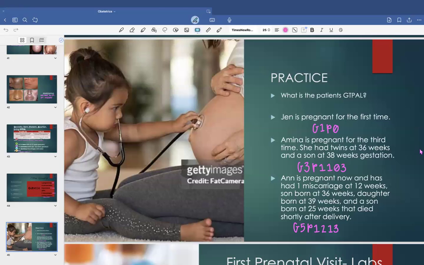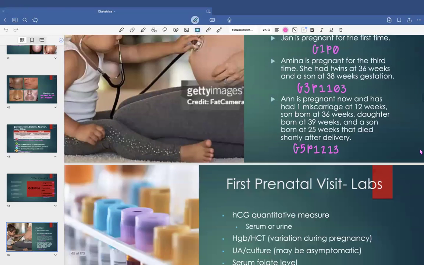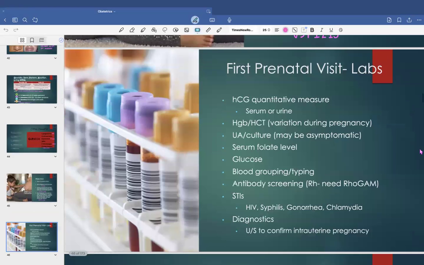Okay, we're going to practice more. All right, labs. What labs do we need? HCG quantitative measure, either through serum or urine. The quantitative is the exact amount of HCG present in a sample, versus qualitative, which simply says yes, there's HCG in the sample or not.